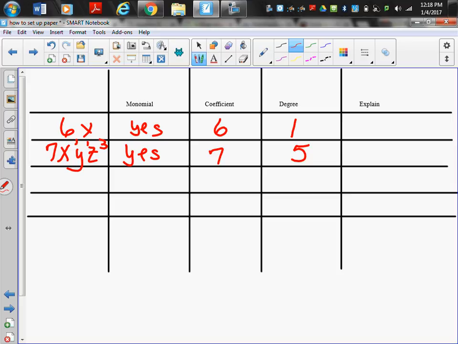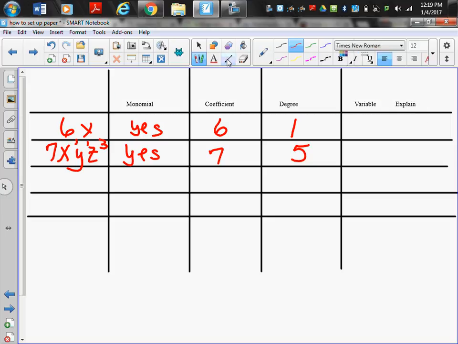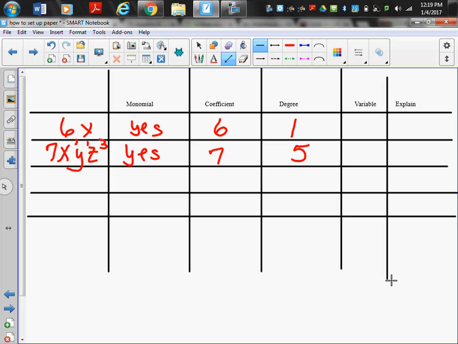So what is my variable? What's the variable in the first problem? X. What's the variable in the second problem? X, Y, Z.